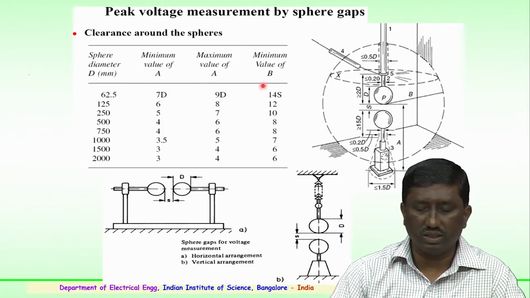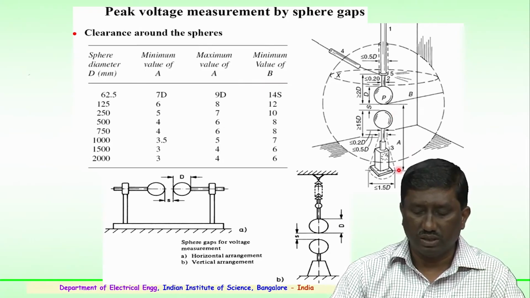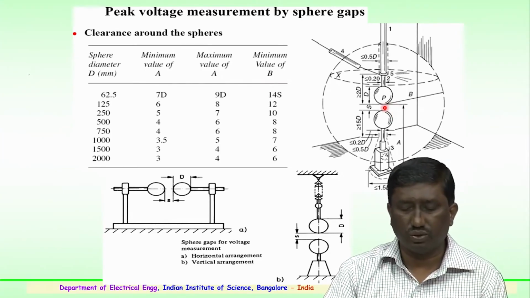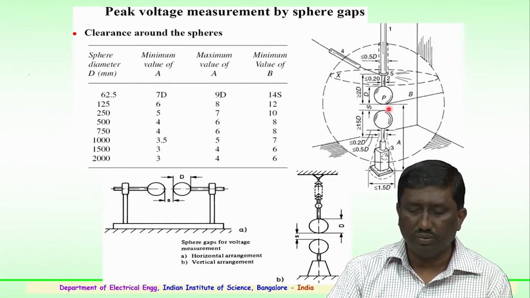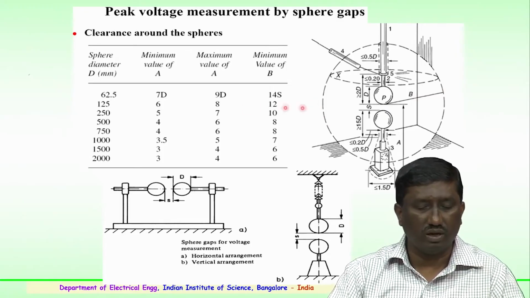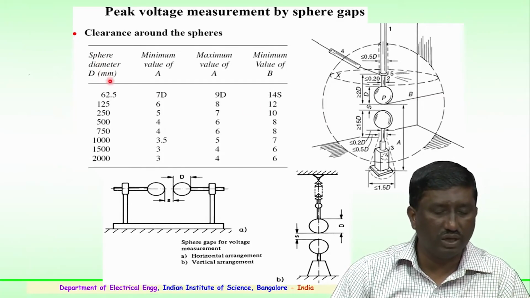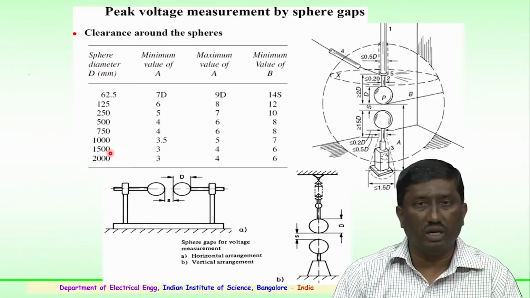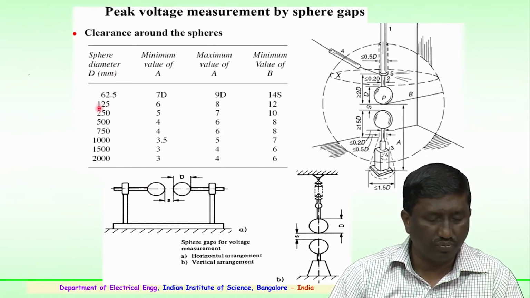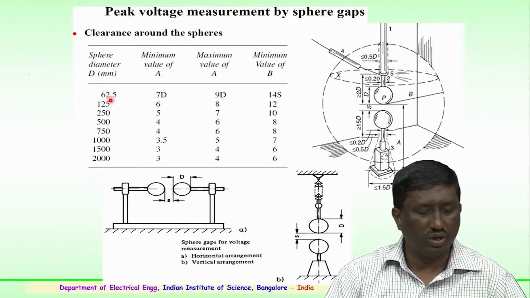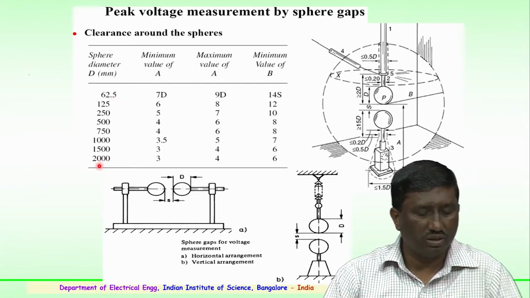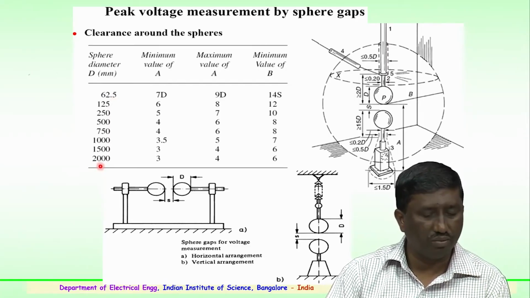The minimum clearances are defined here: A is the clearance from the ground to the point where the flashover could occur on the top surface. B is the minimum radius of clearance required. You can see from the table, which gives the sphere diameter in mm, ranging from 62.5 to 2000, or a 2 meter sphere gap assembly.